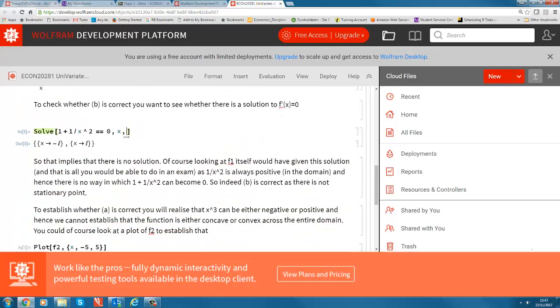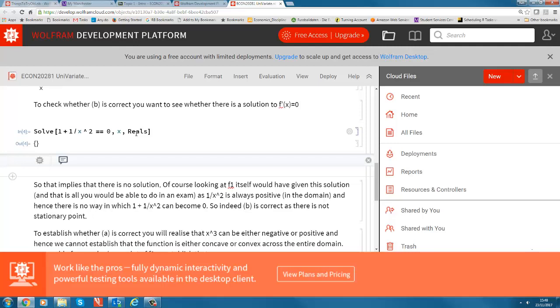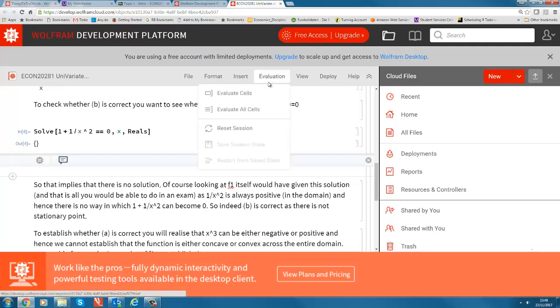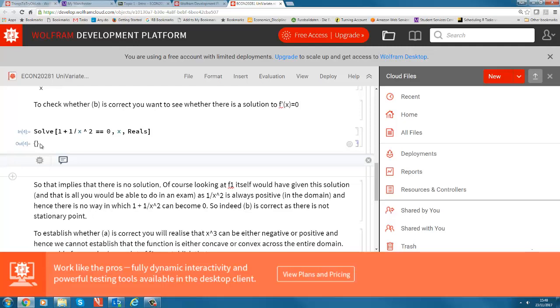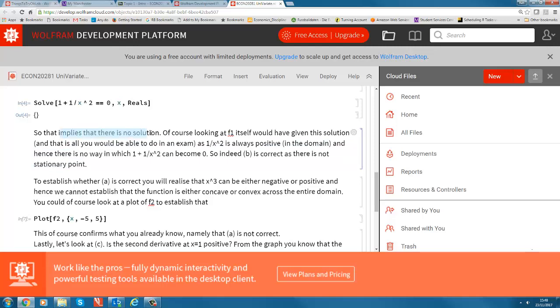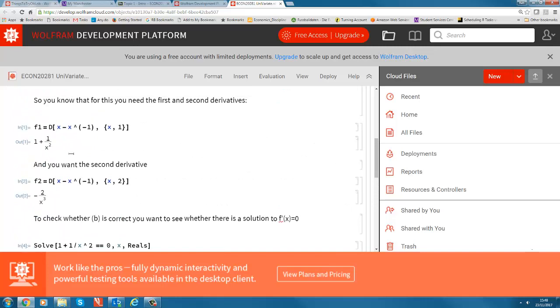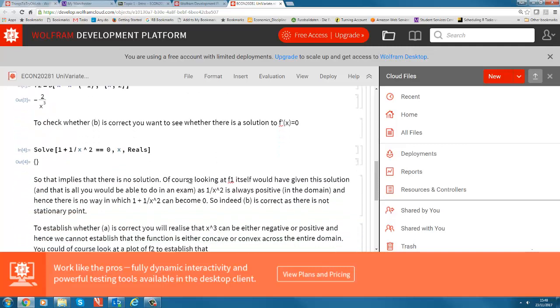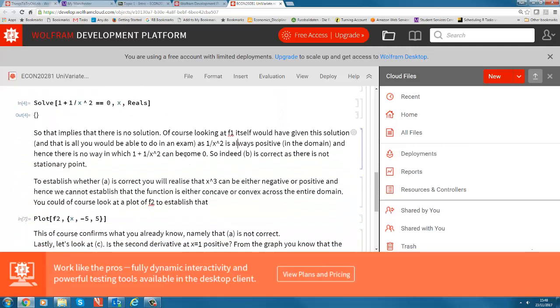One way you can tell this, and that's just a little quirk you may need to know, is you say Reals for real numbers here. We put that in, shift enter, or evaluate this cell, and what we get is this empty term, and that means there is no solution. Clearly if you had looked at this, you could have found that, because there's no way that you can set this term equal to 0. So that means B is indeed correct.